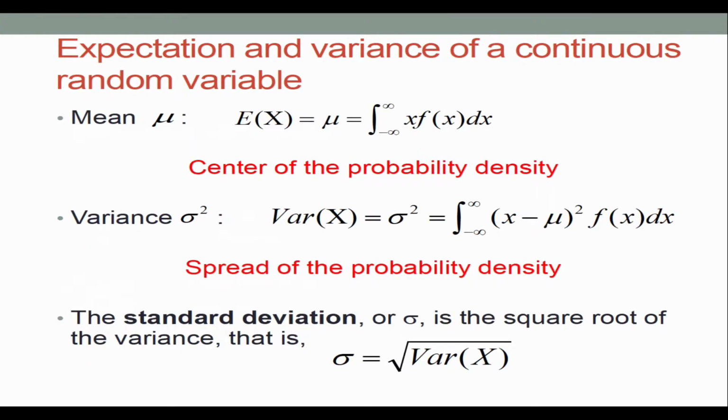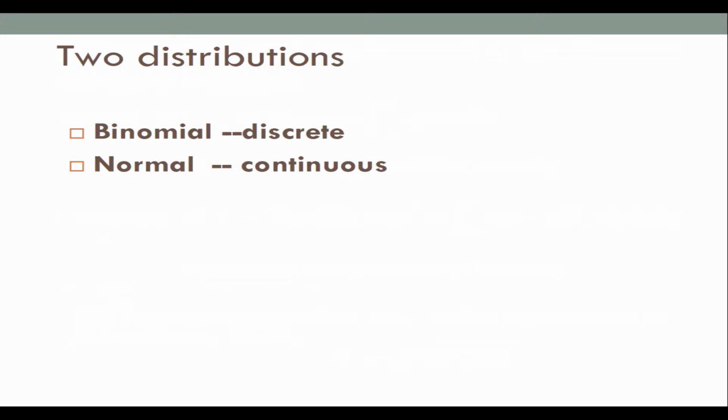So now, how to calculate the mean and the variance for a continuous random variable. The expectation of a continuous random variable is defined this way. You take the integration over all the possible values from negative infinity to positive infinity, using this random variable x multiplied by its probability density function. And the variance is calculated in this way. The function is (x minus mu) squared, multiplied by its probability density function. Then you take the integration over all the possible values. Take the square root of the variance, then you get sigma, the standard deviation.